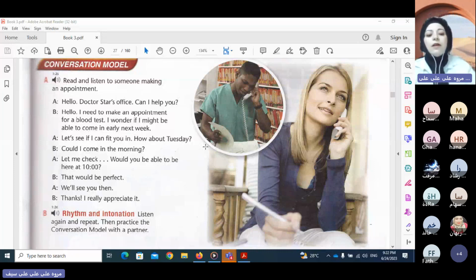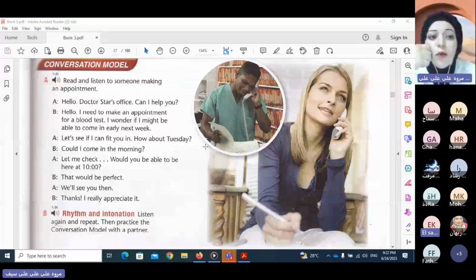Now, how did the speaker A pronounce this part? Would you be able to be? He used the schwa instead of "to." Did you pronounce it "t" or schwa? Would you be able to? Yeah, very good. Would you be able to be here at 10 o'clock? As if we don't have the "to," we just have the schwa. Okay, this is severe reduction here.